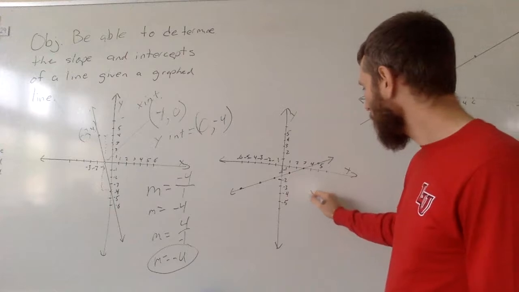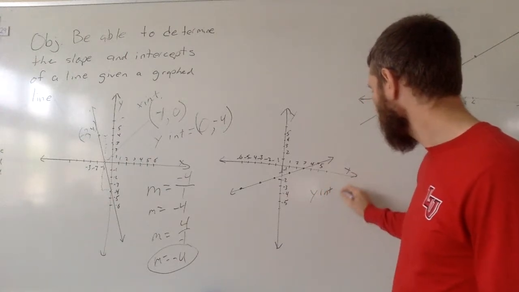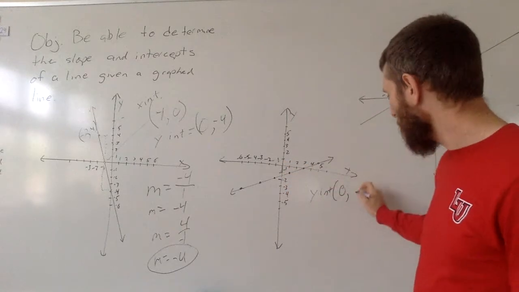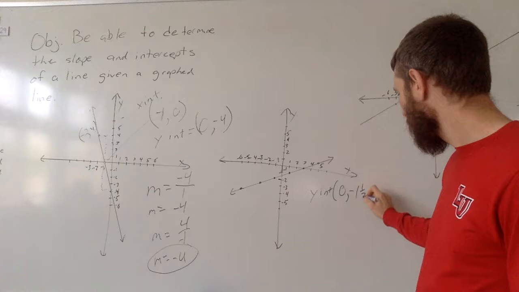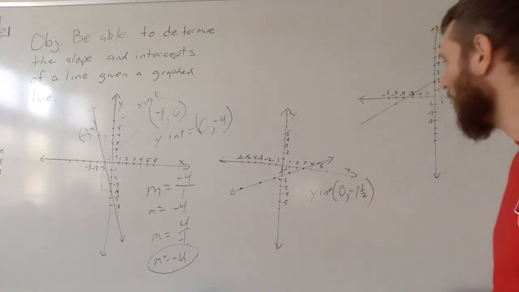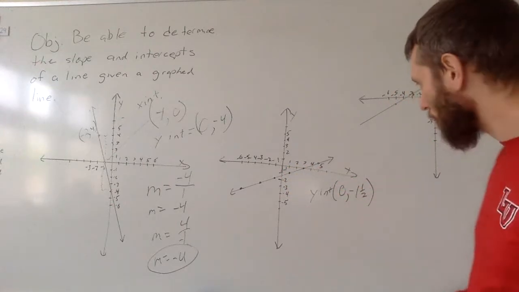So actually our y-intercept here, okay, is (0, -1 and a half). Of course, the x is 0. It's -1 and a half because it's halfway between -1 and -2.